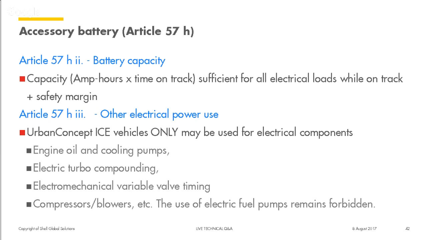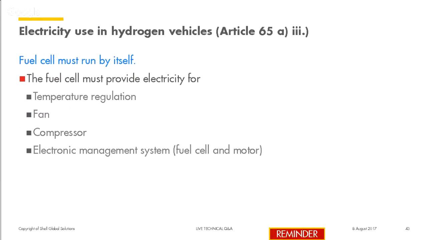And lastly, for electrical power usage, urban concepts may now use electrical components like electrical pumps, valve timing, electromechanical valve timing, etc., because we are going to measure that with the Geometer. For hydrogen vehicles, next slide, the fuel cell must be able to run by itself, and all fuel cell requirements, for example, temperature regulation, fan, compressors, must be powered by the fuel cell itself, not from the accessory battery. So this is an existing rule for hydrogen vehicles.